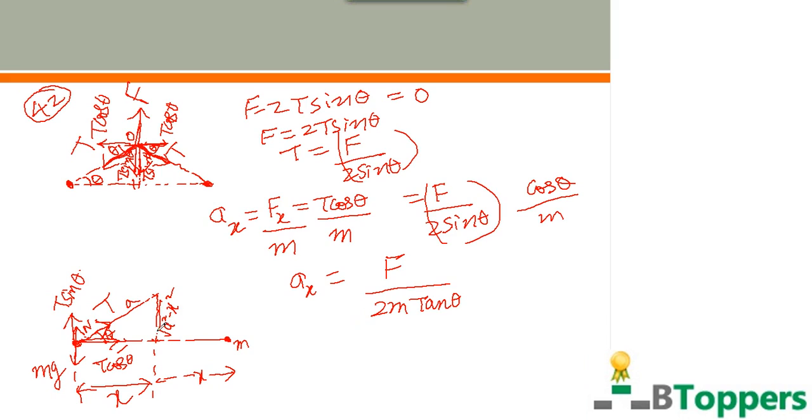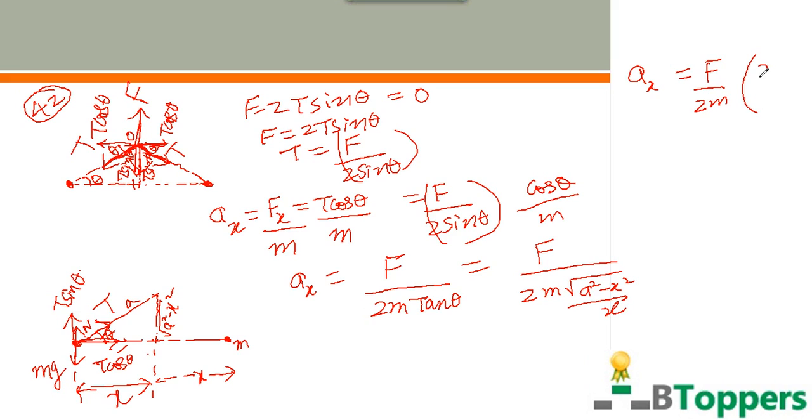So tan theta is equal to opposite side by adjacent side. We can write tan theta equal to root of a square minus x square by x. So the magnitude of acceleration of each particle will be equal to F by 2m into x by root of a square minus x square.